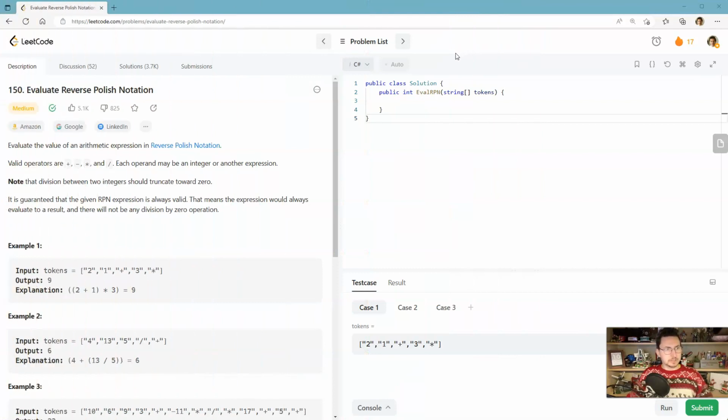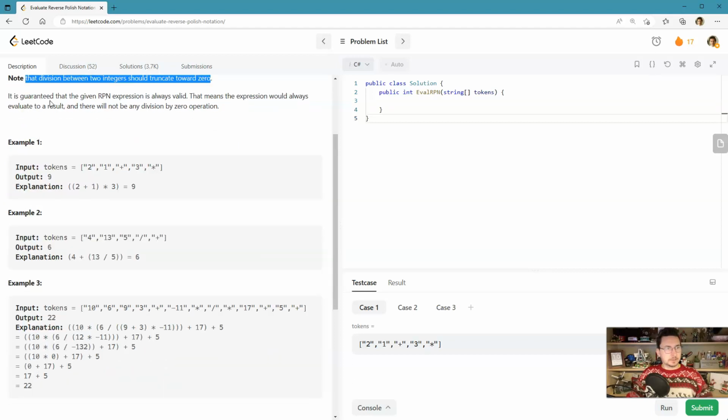Evaluate Reverse Polish Notation. Evaluate the value of an arithmetical expression in reverse Polish notation. Valid operations are plus, minus, multiplication and division. Each operand may be an integer or another expression. Note that division between two integers should be truncated towards 0. It is guaranteed that the given expression is always valid.